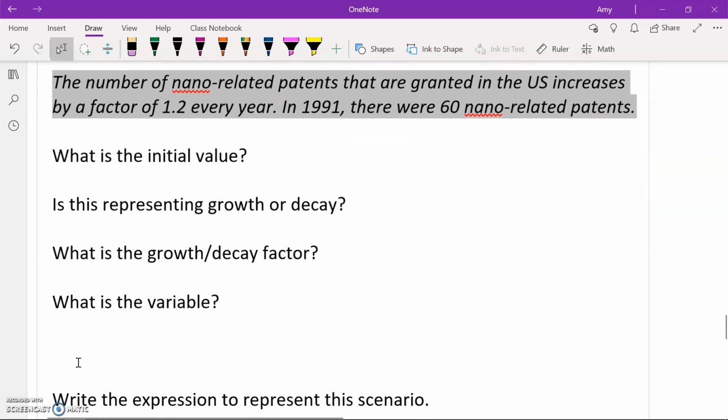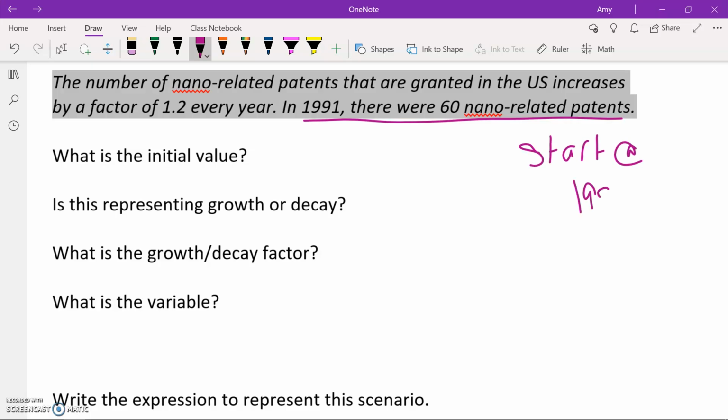The number of nano-related patents that are granted in the US increases by a factor of 1.2 every year. In 1991, there were 60 nano-related patents. So what is the initial value? Well, they don't tell us starting or initially, but they do tell us 1991. So we are actually going to use 1991 as our initial value. We're going to say that we are starting at 1991. So our initial value will be 60.